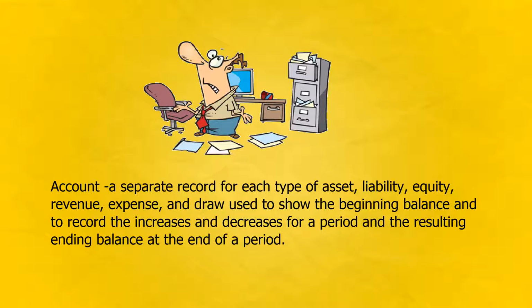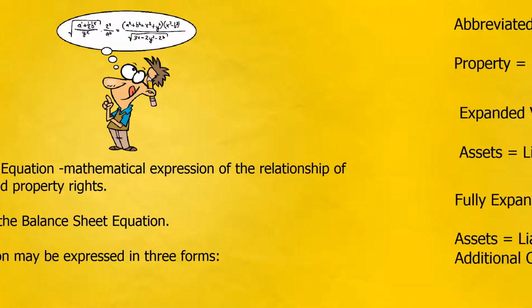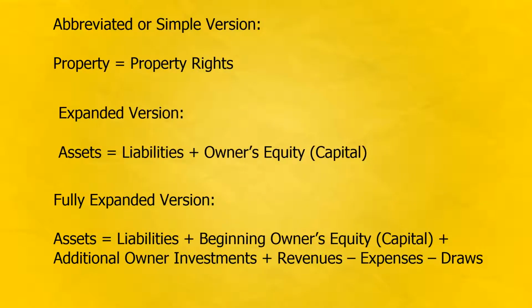Accounting equation: a mathematical expression of the relationship of property and property rights. Also called the balance sheet equation. The equation may be expressed in three forms. Abbreviated or simple version: property equals property rights. Expanded version: assets equals liabilities plus owner's equity (capital). Fully expanded version: assets equals liabilities plus beginning owner's equity (capital) plus additional owner investments plus revenues minus expenses minus draws.